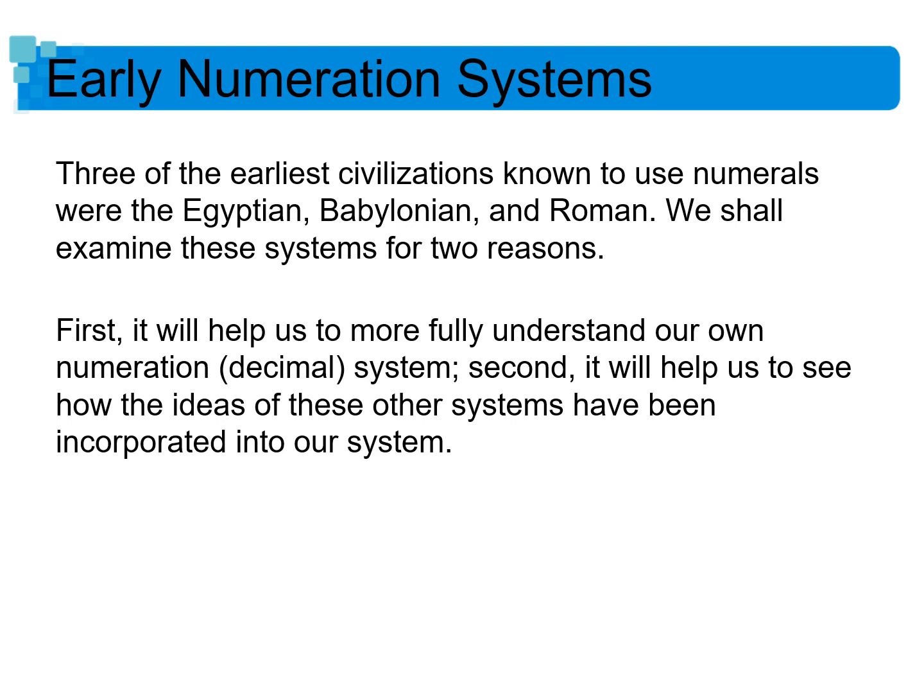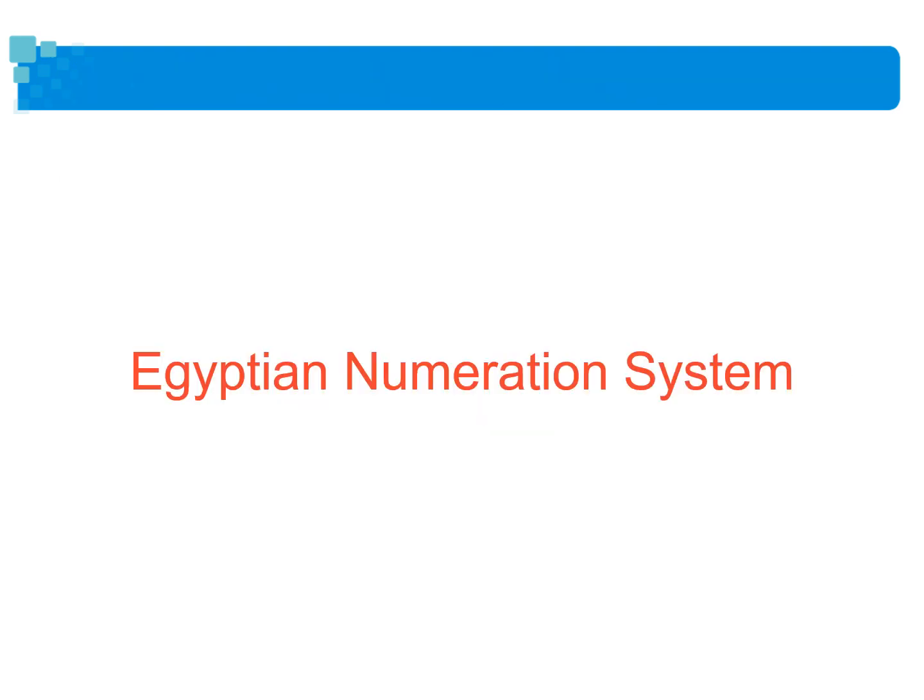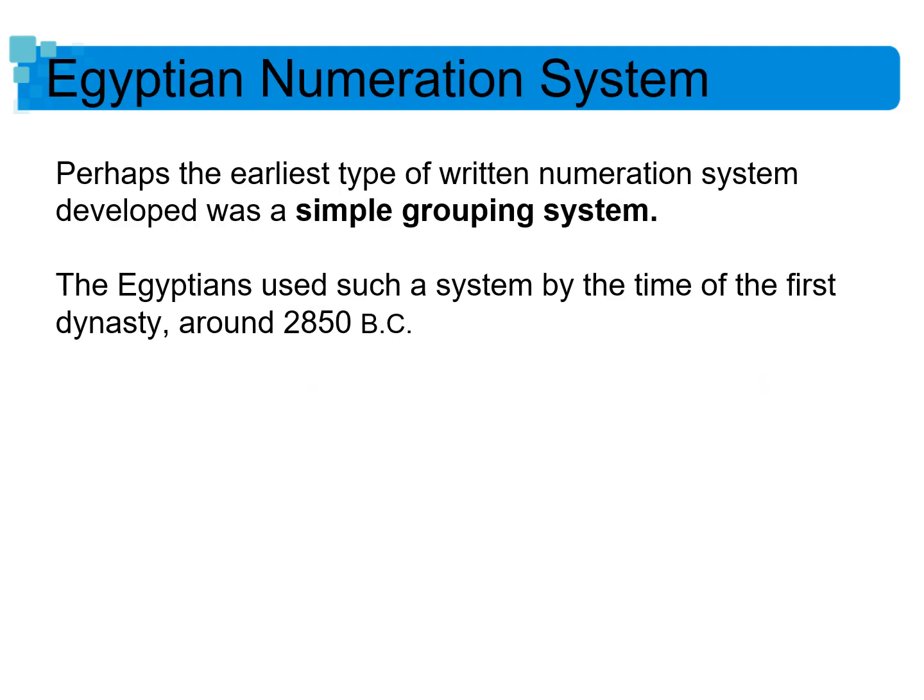And these systems actually help us to understand our own decimal system, and they'll help us to see how we actually incorporate some of the ideas of these earlier systems into our very own system. The first system that we're going to look at is the Egyptian numeration system. The Egyptian numeration system is probably one of the earliest types of written numeration systems.